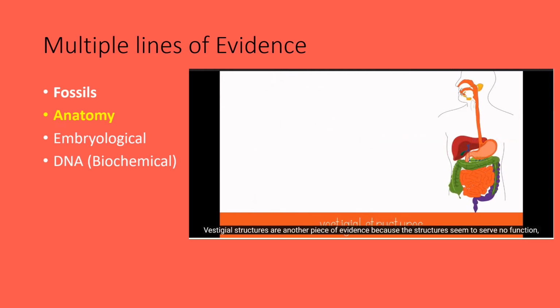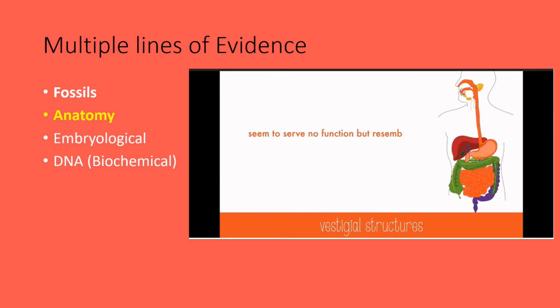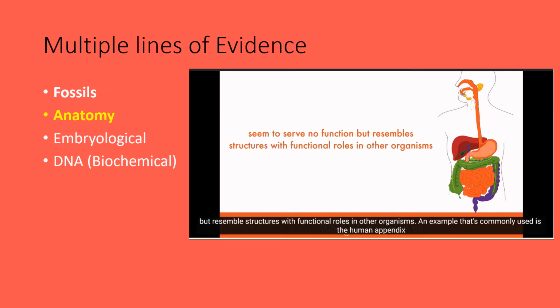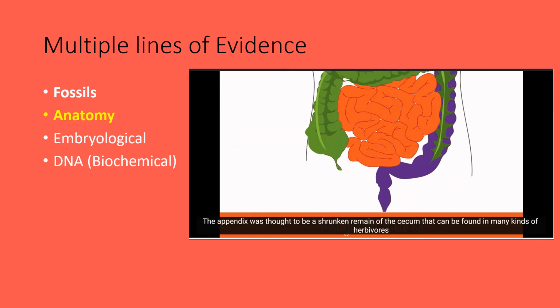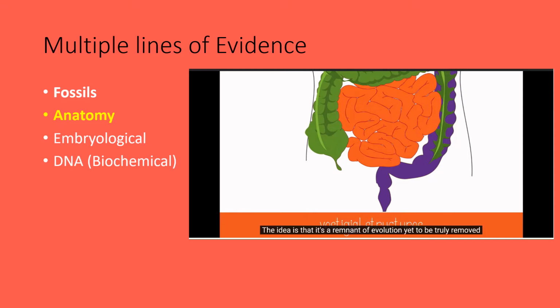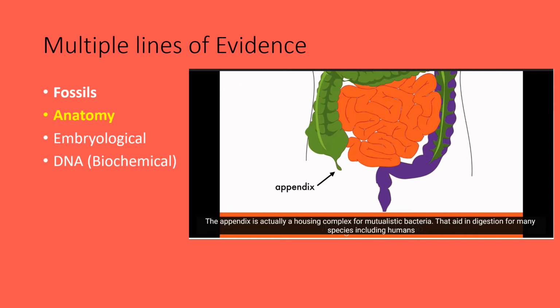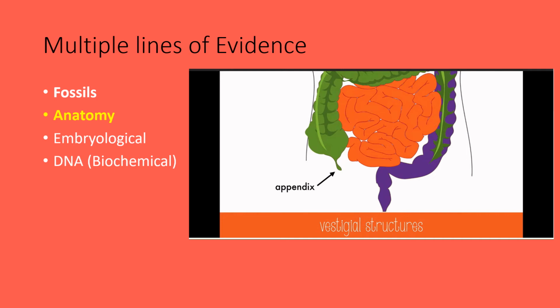Vestigial structures are another piece of evidence because the structures seem to serve no function, but resemble structures with functional roles in other organisms. An example that's commonly used is the human appendix. The appendix was thought to be a shrunken remain of the cecum that can be found in many kinds of herbivores. The idea is that it's a remnant of evolution yet to be truly removed. In 2013, however, scientists refuted the relationship between cecum size and appendix presence. The appendix is actually a housing complex for mutualistic bacteria that aid in digestion for many species, including humans.